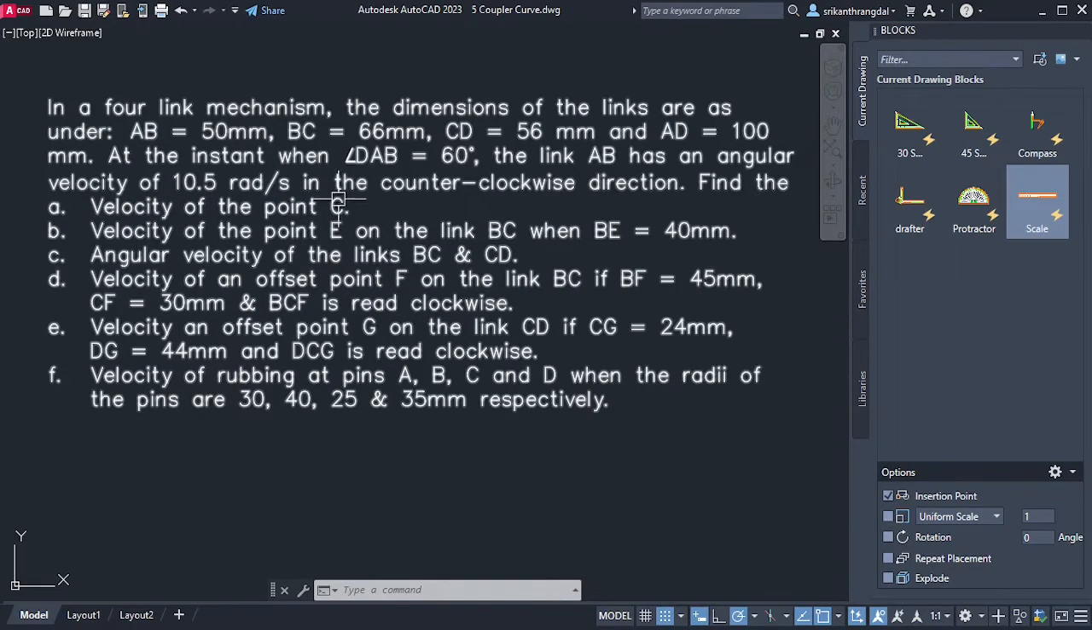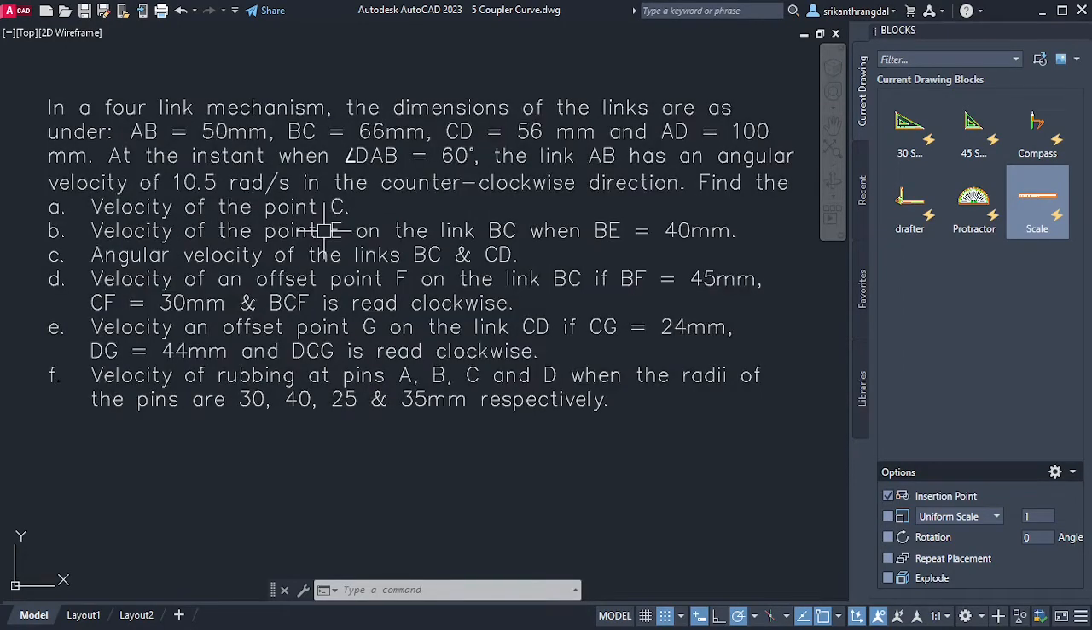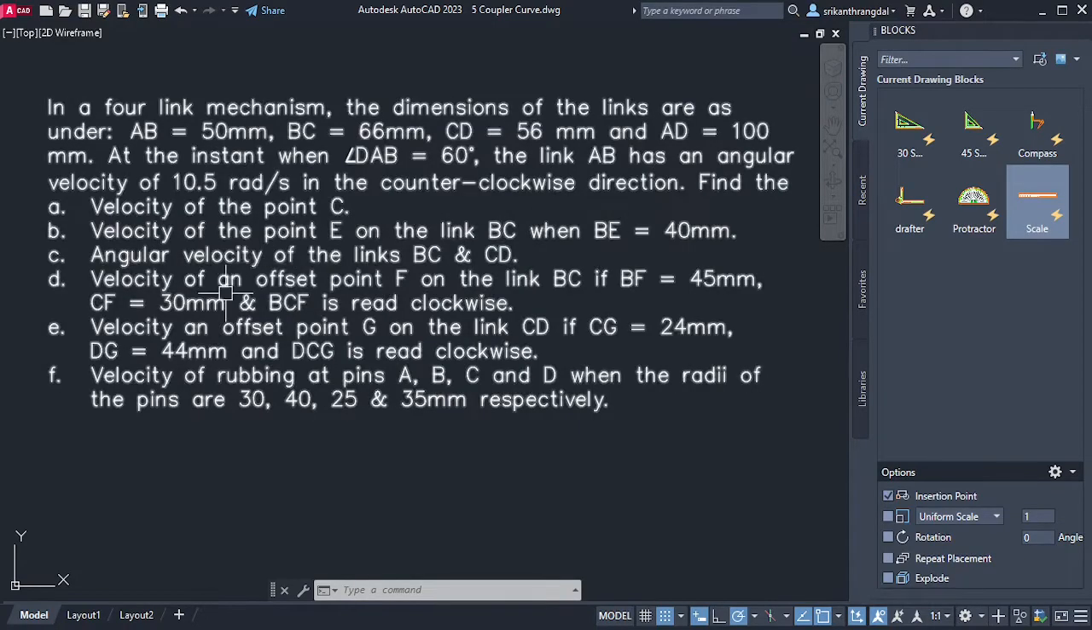First we have to find the velocity of point C, and the velocity of another point E, which is located on link BC, and the length BE is given. And we have the angular velocity of BC and CD to be found. We have the velocity of point F, which is offset from the link BC, where the BF length and CF length have been given, and also the direction in which BCF is going to be read. They are going to be read clockwise.